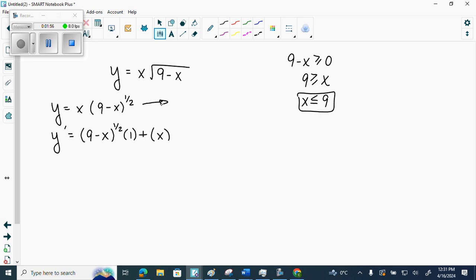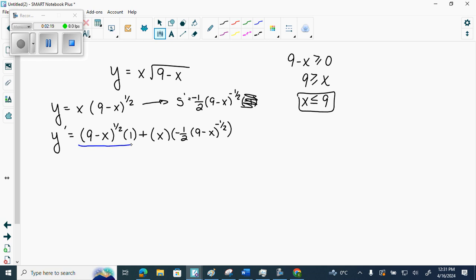Now what is the derivative of that? I get 1/2 times (9 minus x) to the negative 1/2 times negative 1, right? Because of the derivative of the inside. So the negative can join the half. So I'm going to get negative 1/2 times (9 minus x) to the negative 1/2.